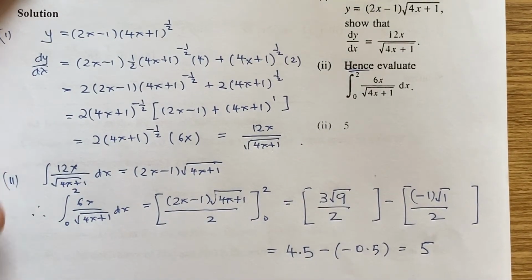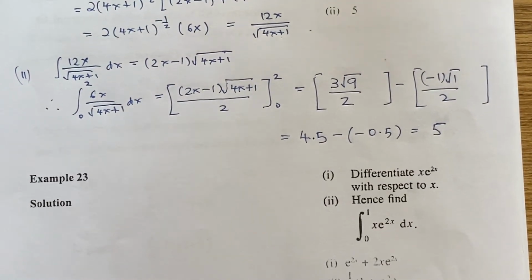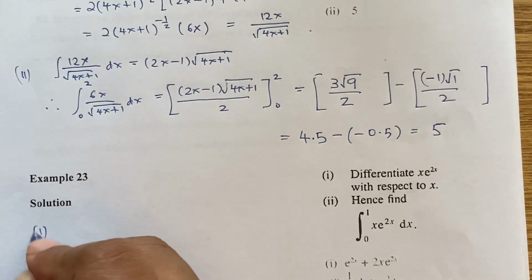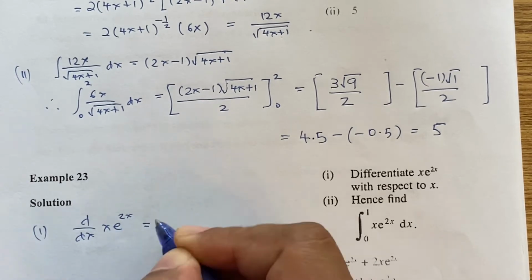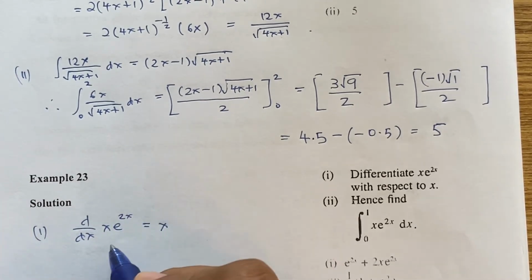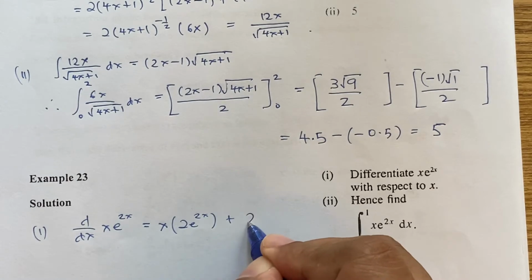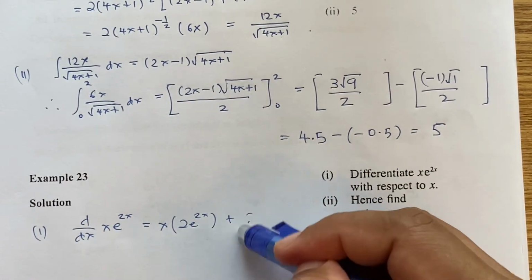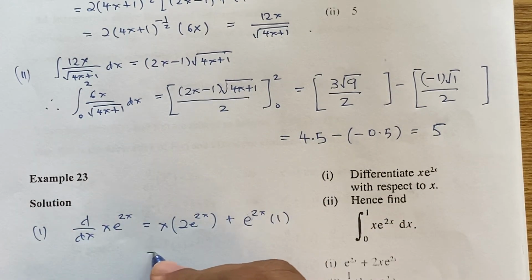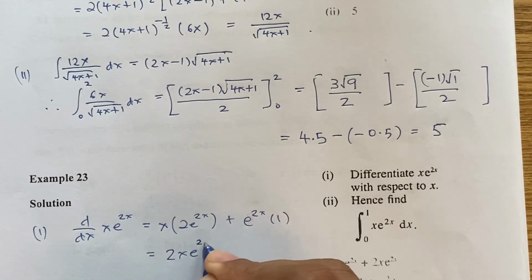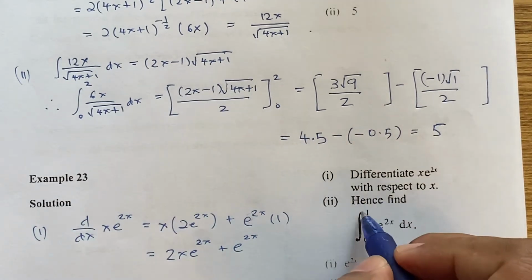Now for example 23, we need to differentiate this first. So d/dx of x e power 2x. Again it's a product function. We take the first function, x, and differentiate it to get 1, and take the second function, e to the 2x, and differentiate to get 2e to the 2x. So we have 2x e power 2x plus e to the 2x. Again, part 2 is a hence.